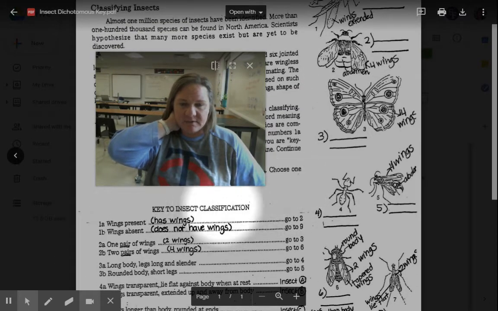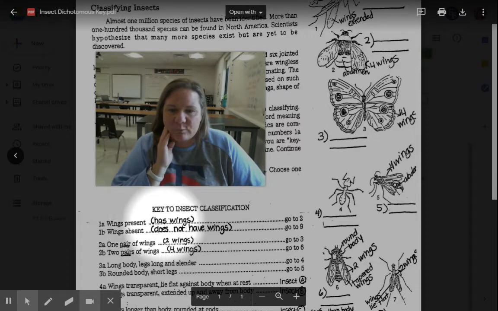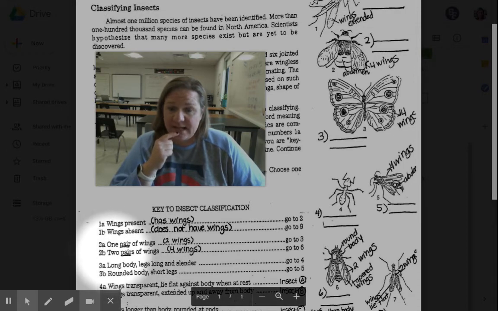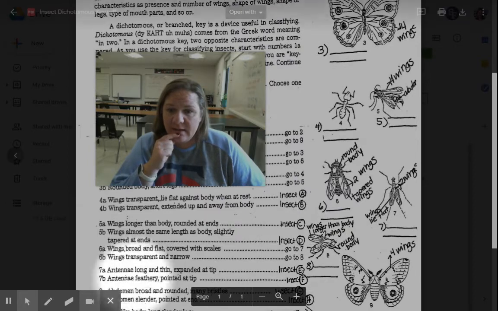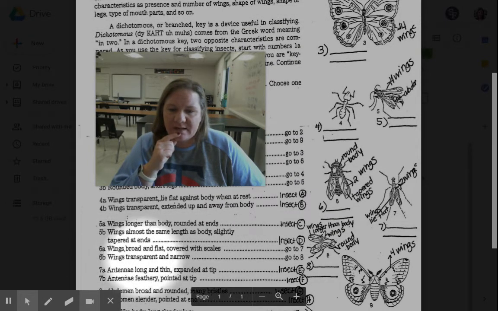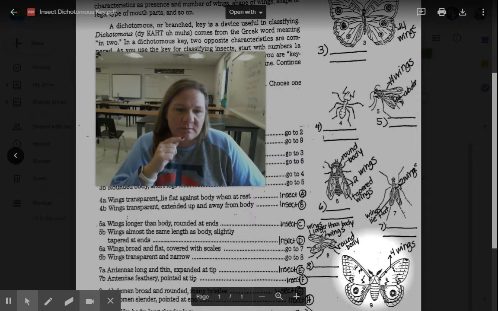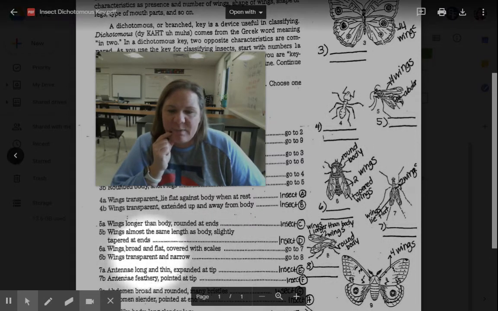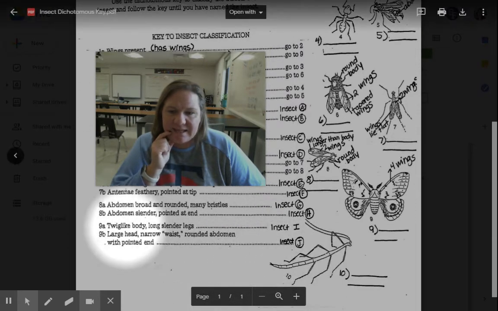So again, even though it's insect number 2, we begin with step 1, wings present or wings absent. It has wings, so we go to step 2. 1 pair of wings or 2 pairs of wings. It has 2 pairs of wings, so then we jump all the way down to step 6 for this one. Wings broad and flat covered with scales, or wings transparent and narrow. I believe that will be wings transparent and narrow. The broad and flat ones would be like the moths and butterflies. Transparent and narrow, so we go on to 8.